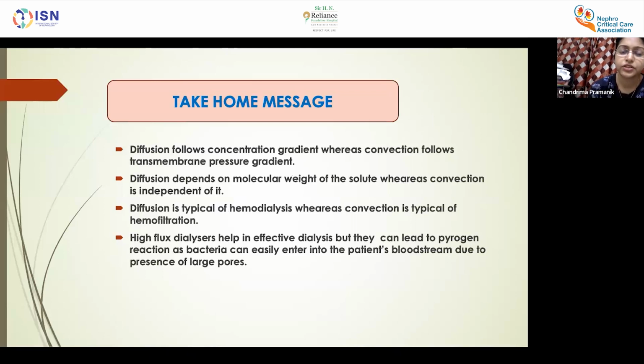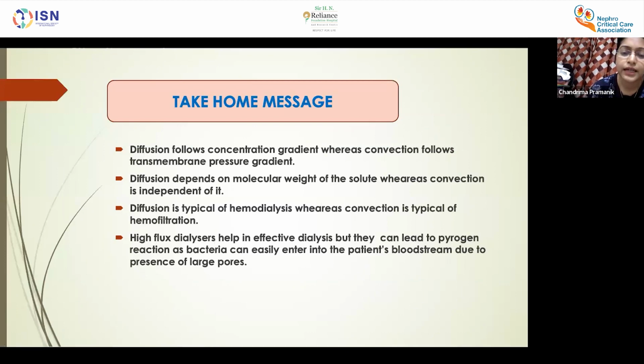So the take-home message is basically that diffusion follows a concentration gradient, whereas convection follows a transmembrane pressure gradient. Diffusion depends on molecular weight of the solute, whereas convection is independent of it. In hemodialysis, diffusion is typical, whereas convection is typical of hemofiltration.